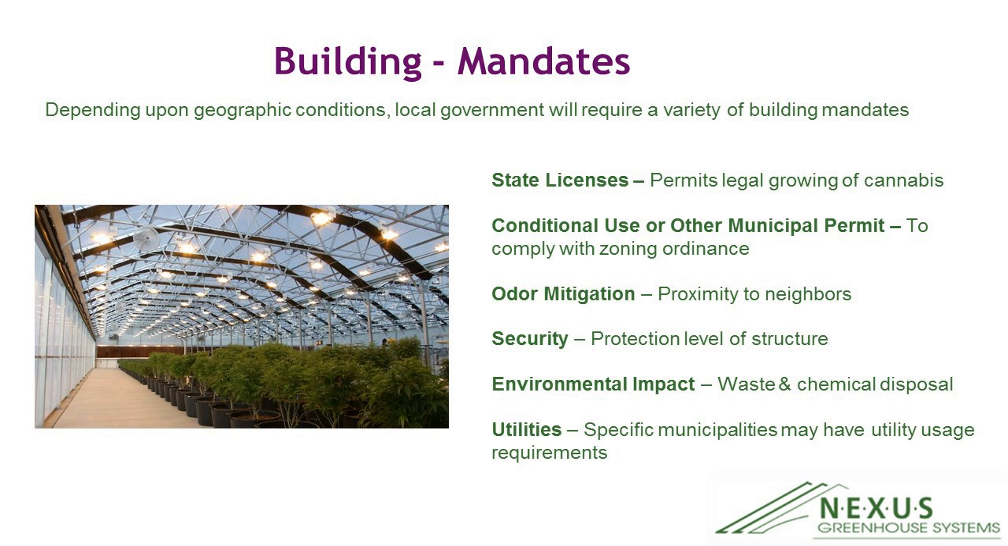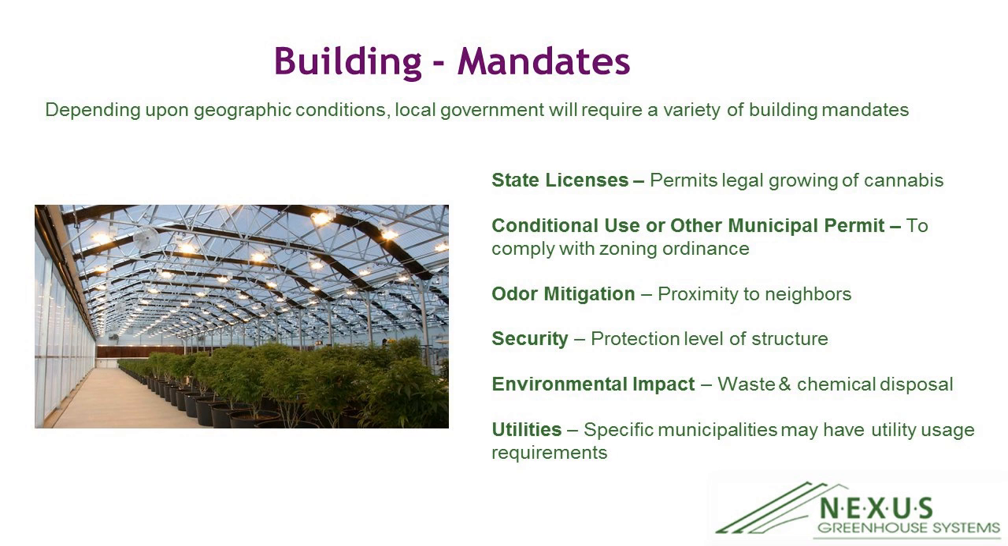Environmental impact. Environmental impact can be everything from waste disposal and chemical disposal. Are you going to recycle your water? Are you going to recondition it? There's a lot of factors that come into your environmental impact, but it's just something to keep in mind that's oftentimes going to be mandated by your local building departments. Utilities. Specific municipalities may have utility usage requirements. A lot of places will say, we're only going to allow 25 watts per square foot, for instance, or we're only going to allow so much energy usage for your lights. So there's certain requirements that sometimes the local municipalities will require.